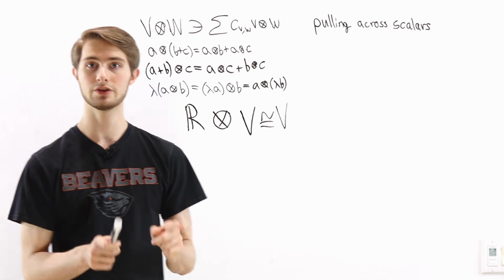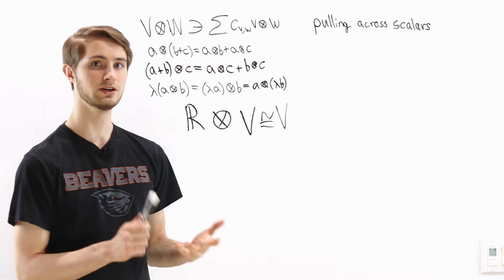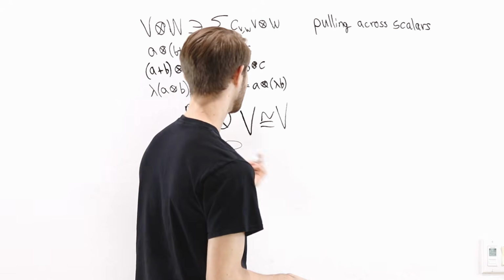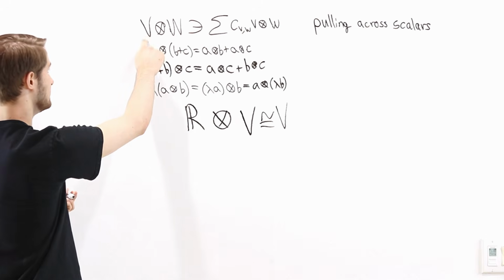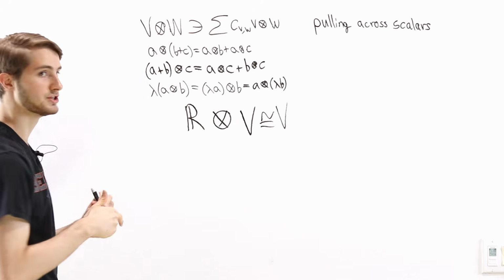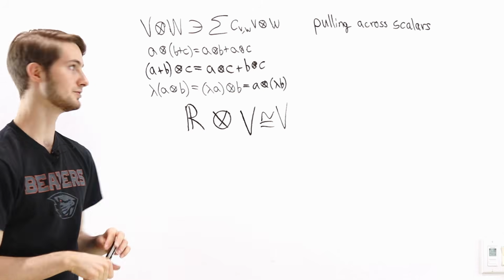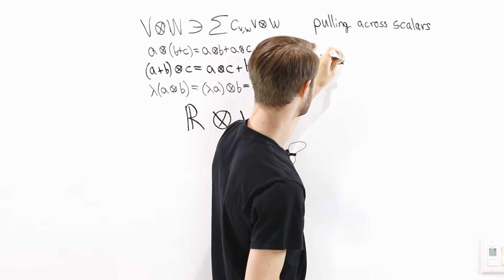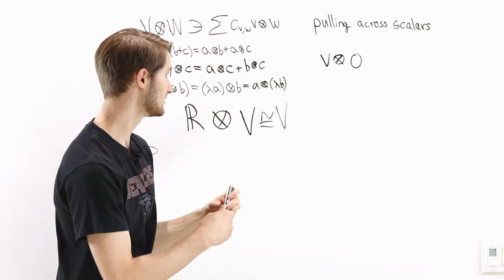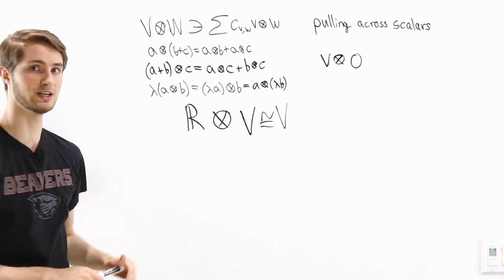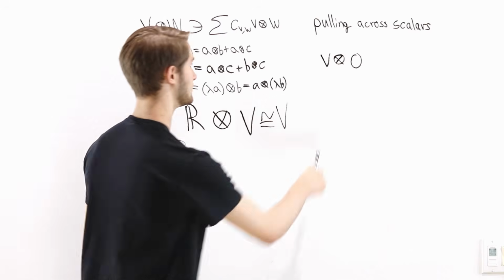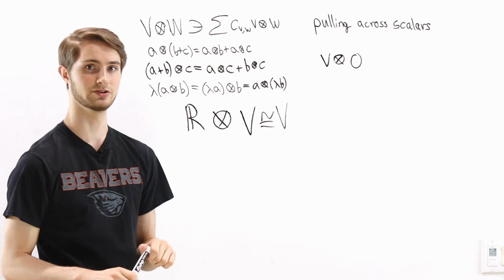Now I want to look at another quick example before we get into the next key intuition to build. And that is, let's suppose we're looking at the tensor product V tensor W. So we just have two arbitrary vector spaces V and W. The question is, what is v tensor 0? So this is the 0 element in the vector space W. Well, there are a few neat tricks we can use to figure out the value of v tensor 0.